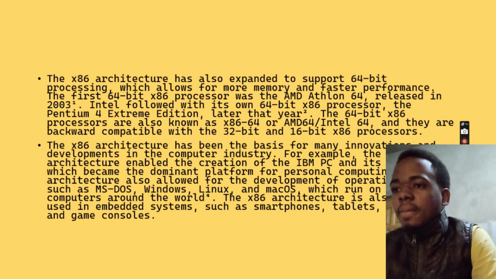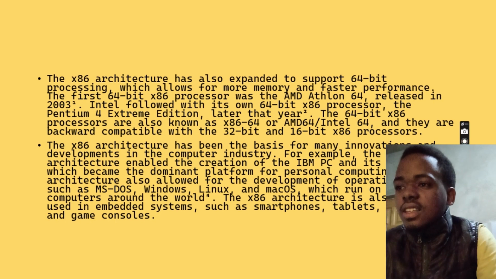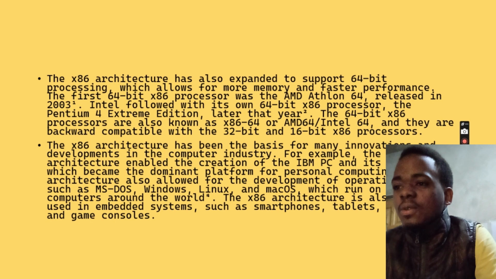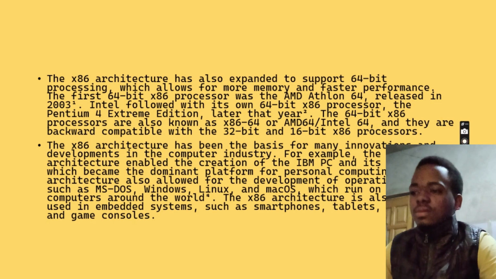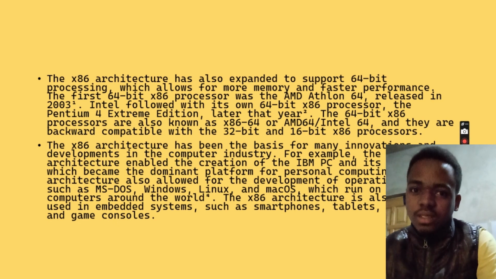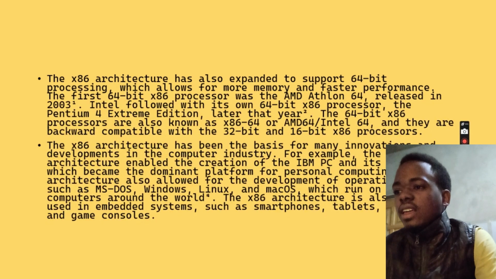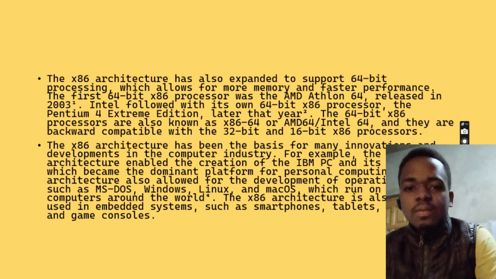Later that year, the 64-bit x86 processors, also known as x86-64 or AMD64 or Intel 64, were introduced, and they are backward compatible with 32-bit and 16-bit x86 processors. The x86 architecture has been the basis for many innovations and developments in the computer industry.